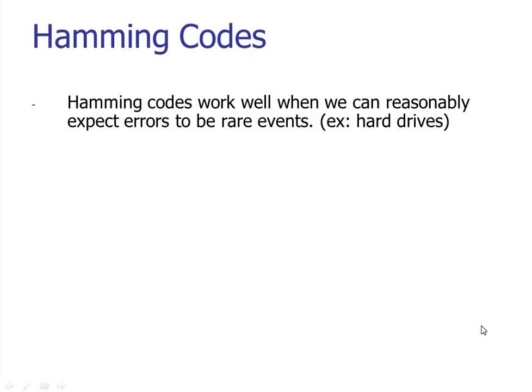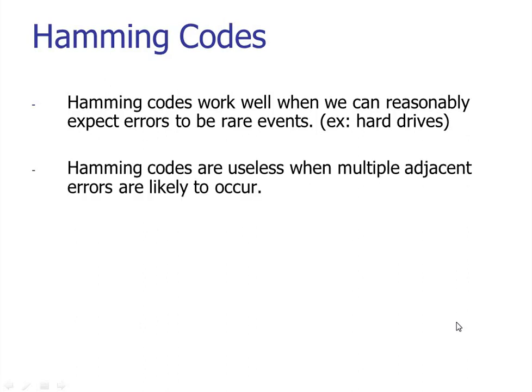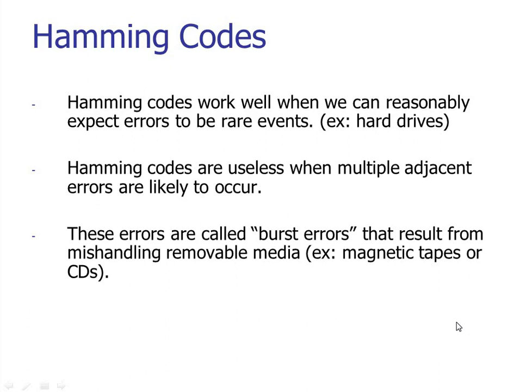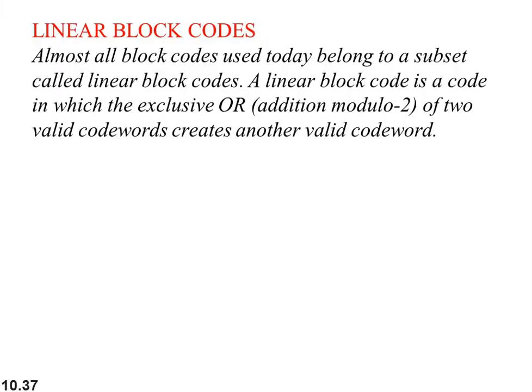Hamming codes work well with reasonably expected errors. But Hamming codes are useless when multiple adjacent errors occur. If a burst error occurs, then the Hamming code is not that useful. It is not utilized when burst errors are occurring. So for that purpose we need to move to the next code, which is called the linear block code.